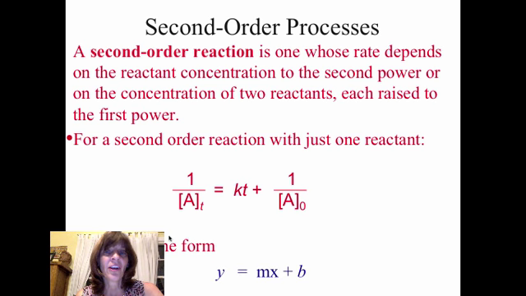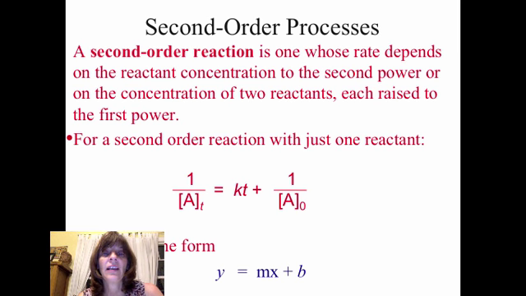It's time to start our second podcast for the Kinetics unit in Chapter 14 of AP Chemistry. We ended our last video talking about the first order processes and how if you graph natural log of the change in concentration versus time, you get a straight line with a first order process. Tonight we're going to talk about a second order process.